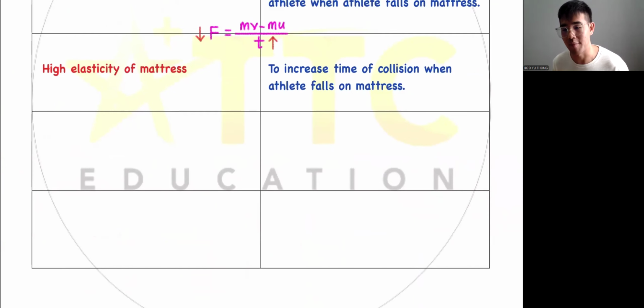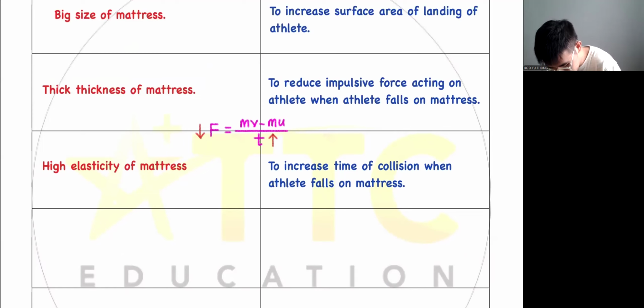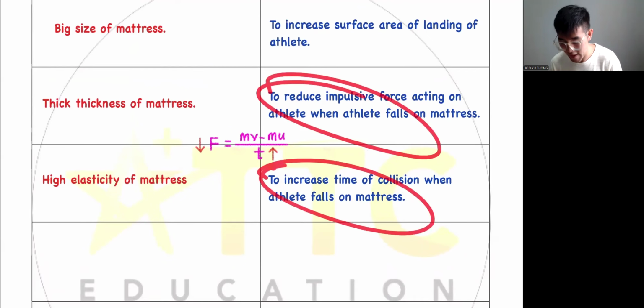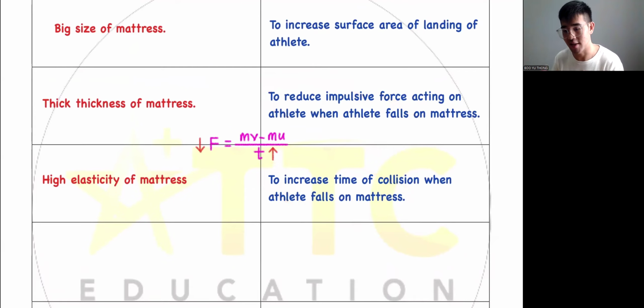It's actually the same thing. When you increase the time of collision, the impulsive force is reduced. Can you see the point? They are two different answers, but they are both explaining the same thing. So this is the technique. But like I said, in order to know this technique, you have to be familiar with the formula.